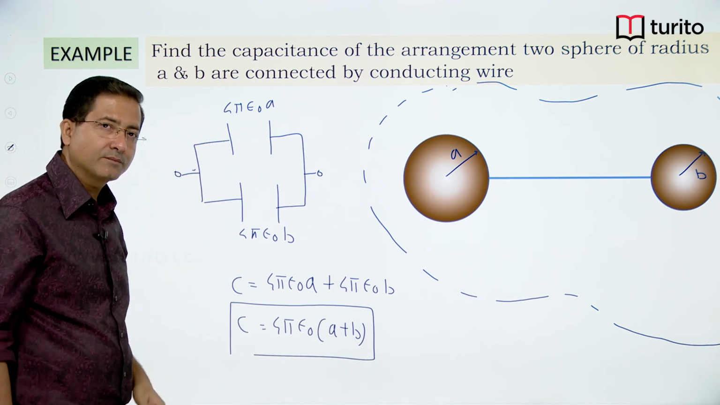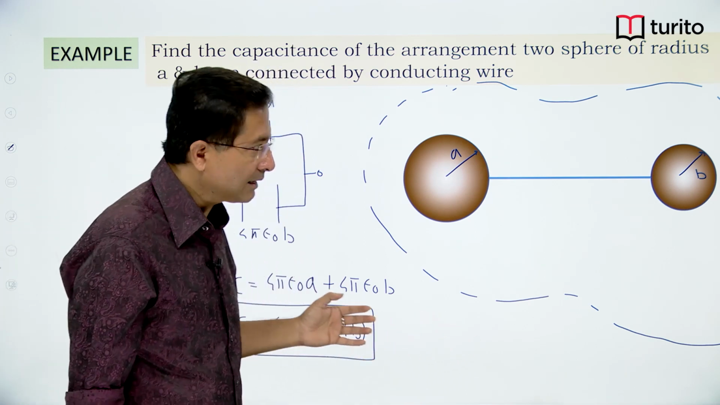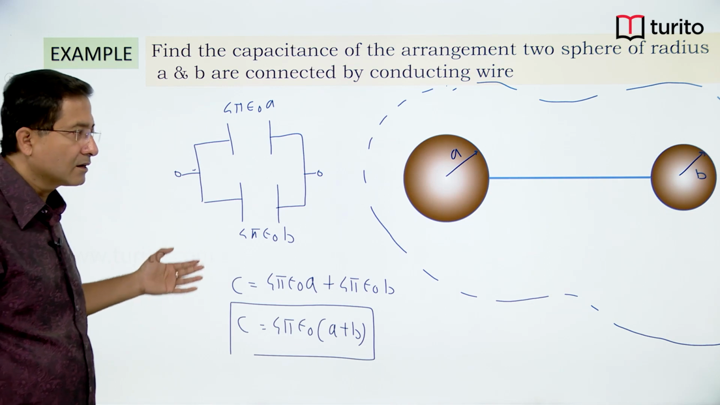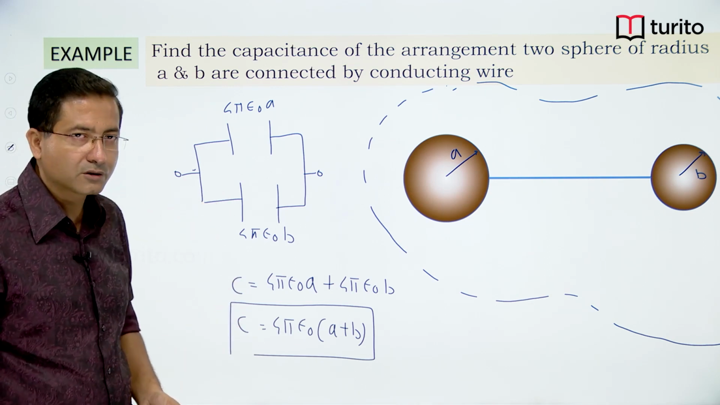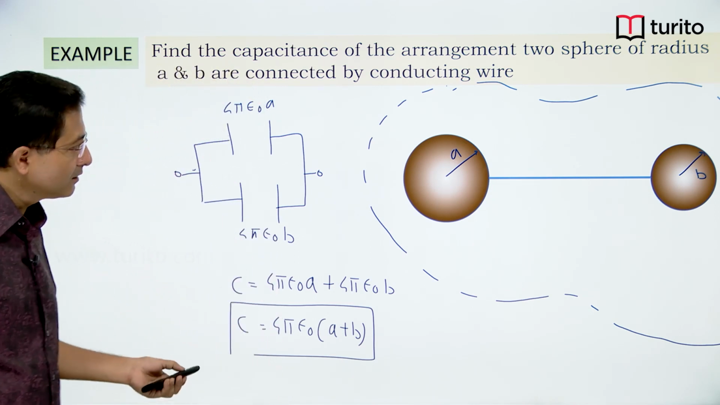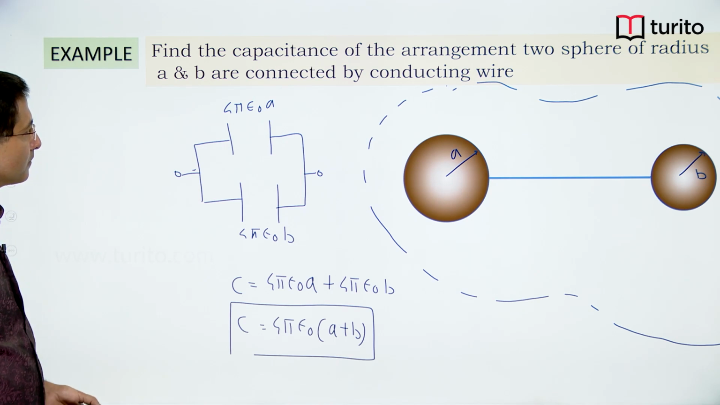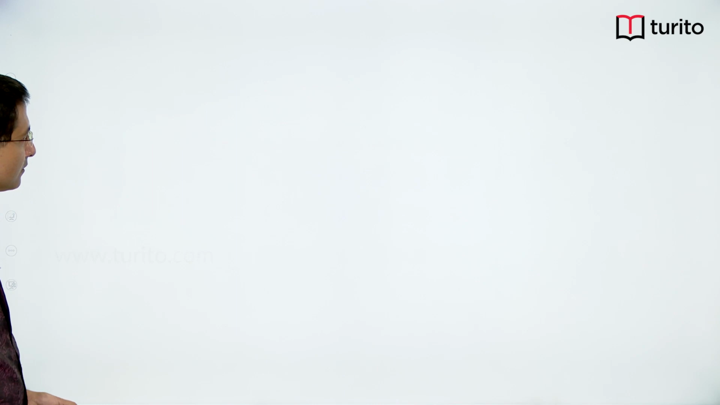I can directly write the result. So, for all such types of problems, you can directly visualize the whole thing as a capacitor, and accordingly you can directly write the result instead of following the whole procedure, giving charge and getting potential difference. That will be a little lengthy. So, this will be an easier one. Now, let us see another one.